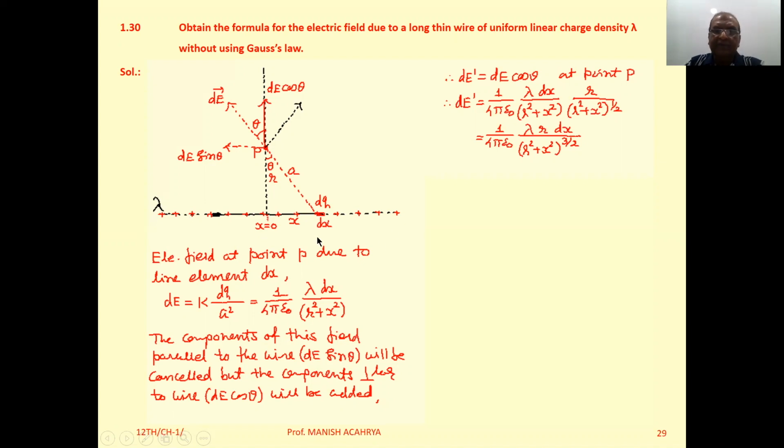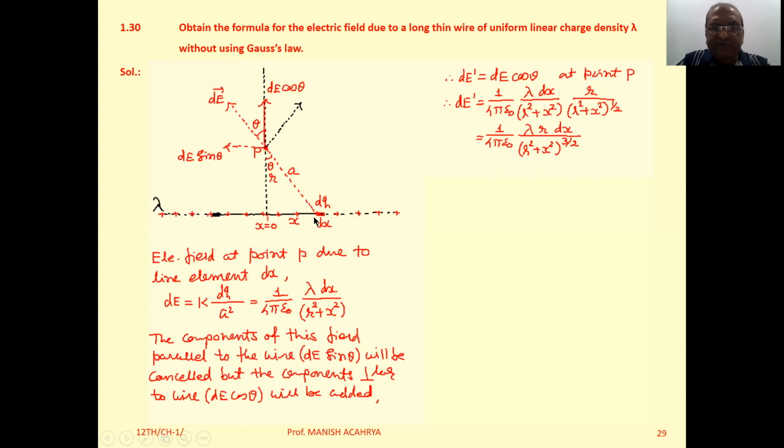Now here we have to divide this entire wire into so many infinitesimally small line elements. Then due to each charged line element, we have to find the electric field at point P. And then after, we have to take the vector summation of all those fields to calculate the resultant electric field. This one is the concept.